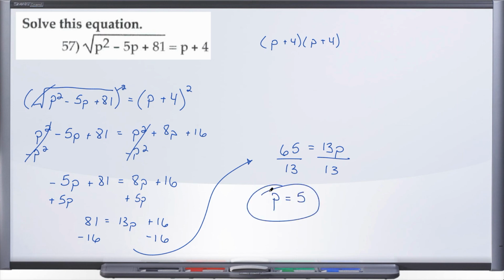And if you take this value, plug it in for p, you'll see that you do get a true statement. And so we know that our answer, p equals 5, is correct.